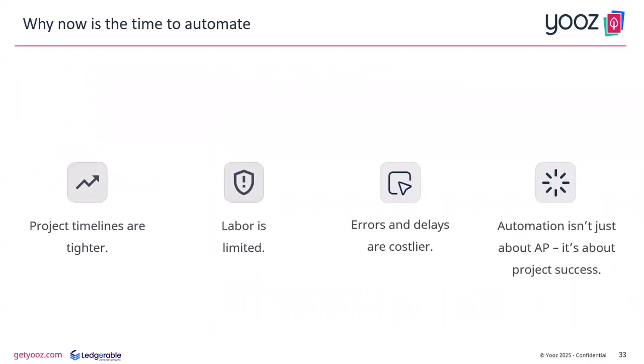So why now is the time to automate? This is a really important question I'm sure a lot of people ask. Margins are razor thin. Labor is scarce. We're seeing fewer and fewer college graduates in the accounting area, and projects are tighter. Automation will help you do more with less. Don't wait until errors cost you the next big job. Start now, stay competitive, because your competitors are going to start looking at things like AP automation.